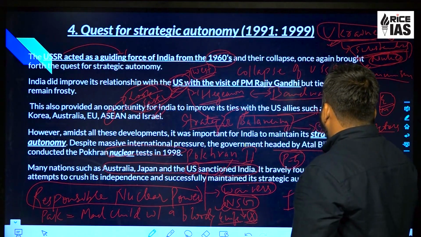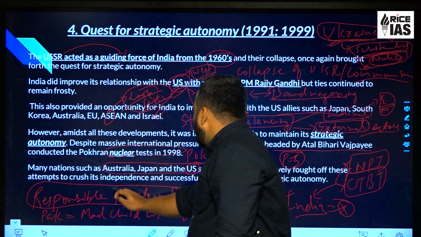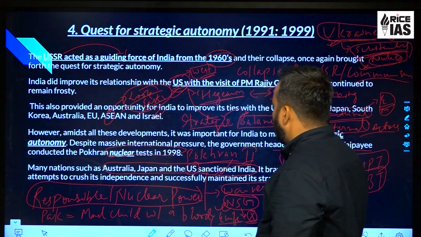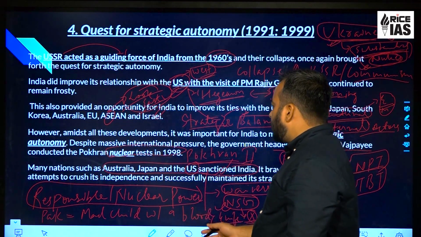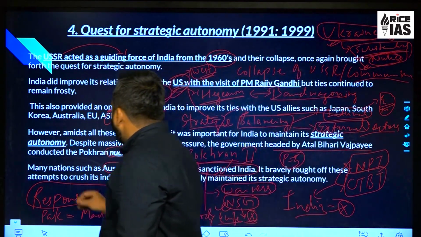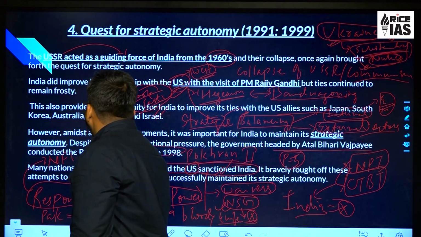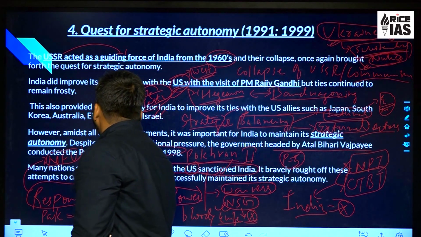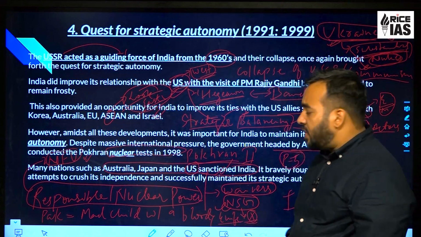All right. This responsibility is also shown by the fact that India says that we are not going to use nuclear weapons first. NFU, the no first use policy. We'll talk about that in a different lecture, the nuclear policy of India.